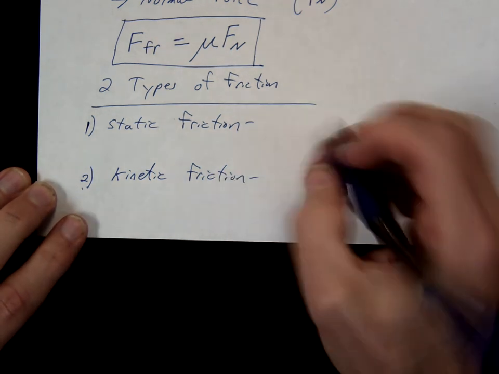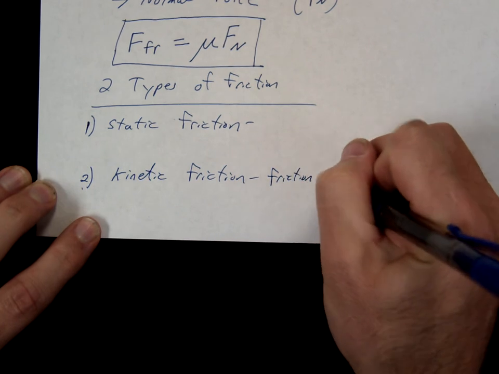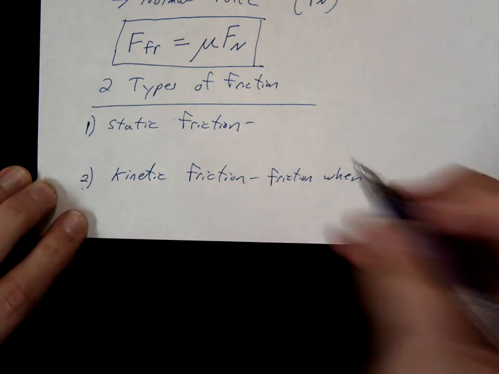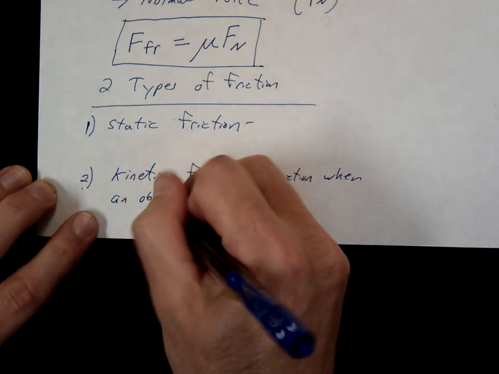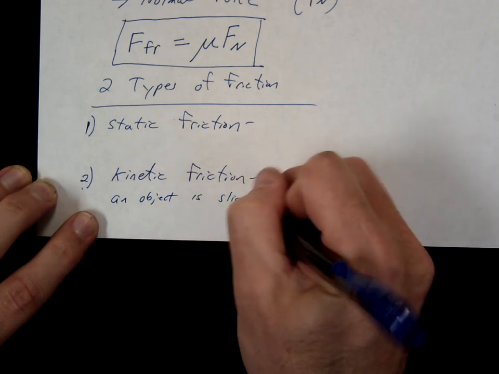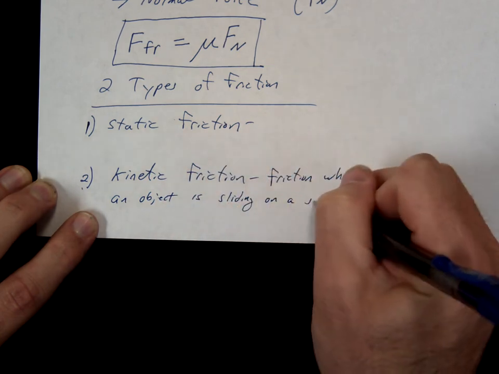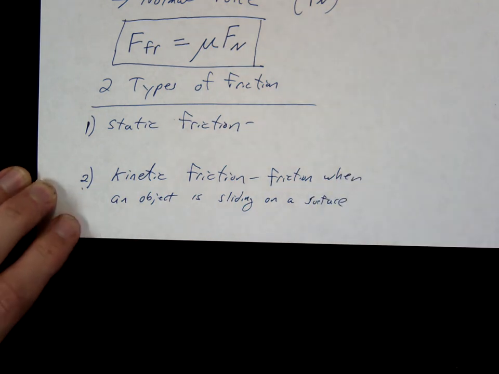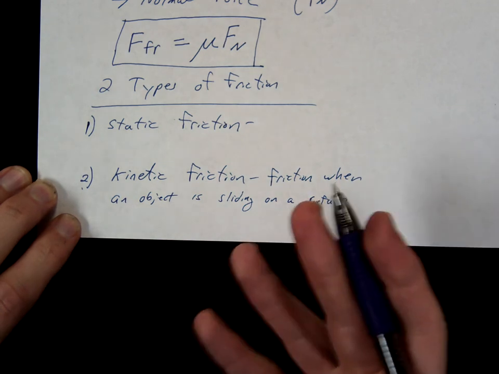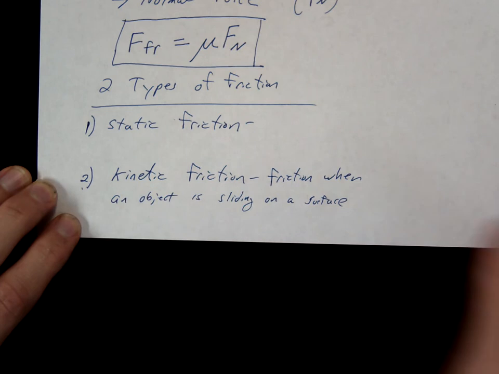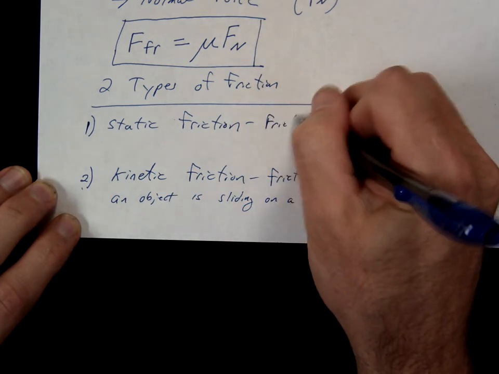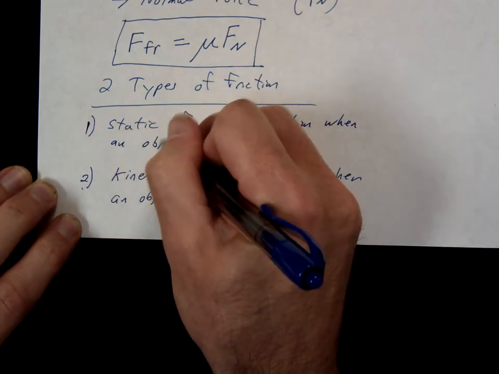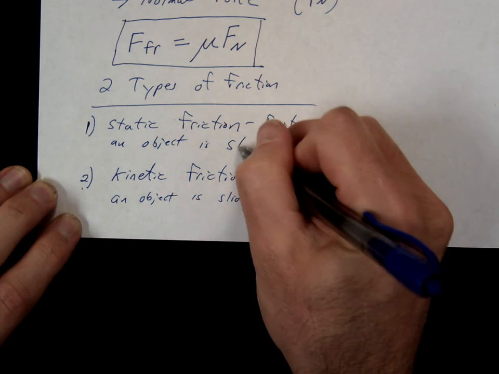So this would be friction when an object is sliding on a surface. And then static would be when it's not. When it's not sliding. It's the best way. It's the opposite. So static friction is, I'm just going to use the word stationary.